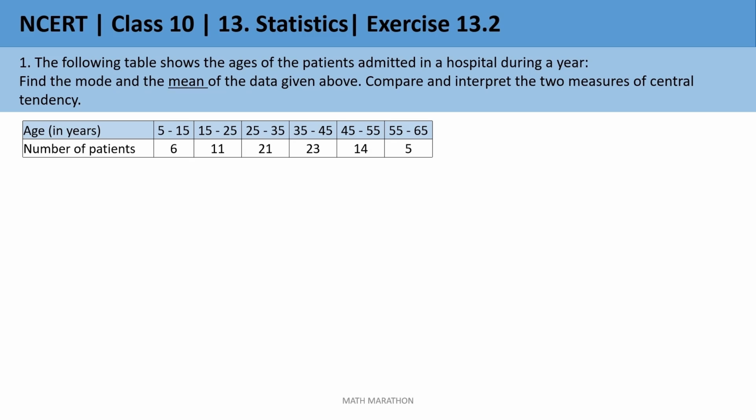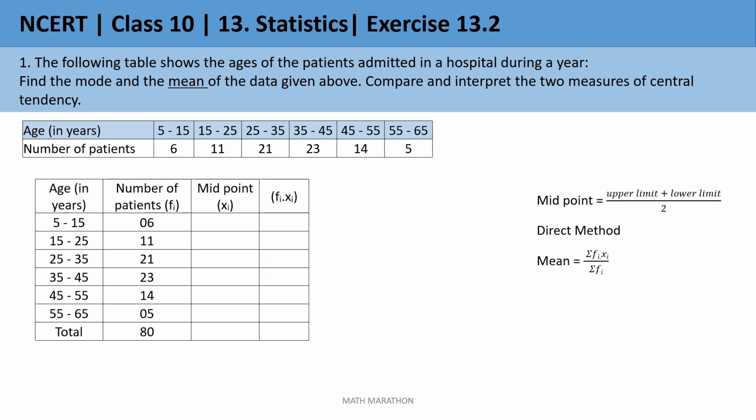Now, let us calculate mean. Formula to calculate midpoint is (upper limit plus lower limit) divided by 2. Formula to calculate mean is summation of FiXi divided by summation of Fi. In question, the information provided in horizontal table has been written in answer as vertical table. Now, let us calculate midpoint.